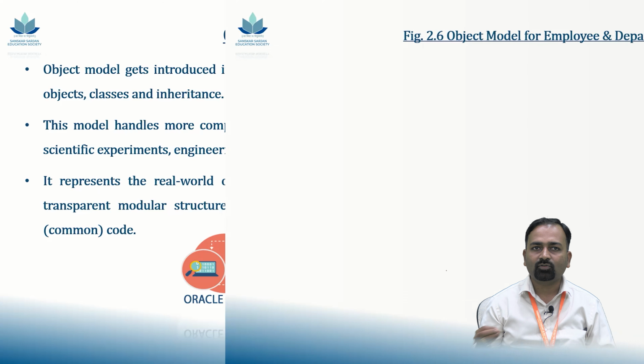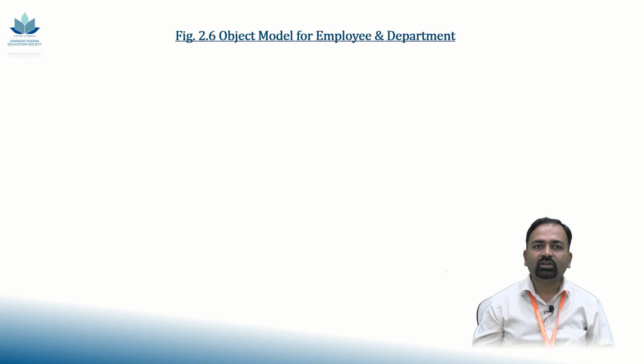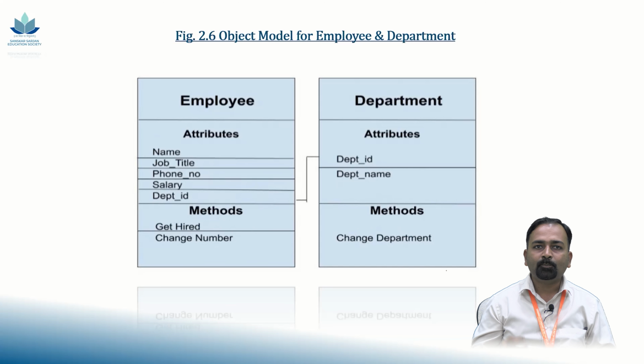Now we'll see one diagram from which you will get an idea about the object model. In this diagram, you can see the employee and department. These are two real world objects which have their own attributes and methods. Here in the employee you can see ID, name, salary. These are the attributes, whereas change number, get hired are the methods or applications. Now whenever these objects want to communicate with each other, they use some common attribute. For example, here department ID is a common attribute between the employee and the department.